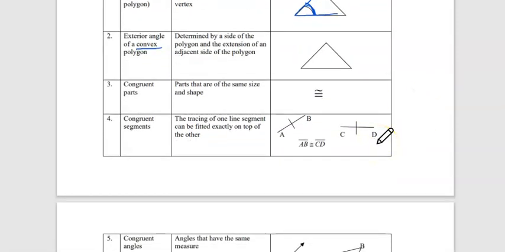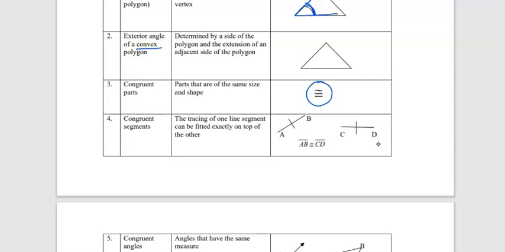Okay, congruent parts. Anytime you're comparing 2 figures or 2 polygons, if the parts are exactly the same size and exactly the same shape, basically they are identical, they are said to be congruent. And here we have the symbol for congruent. So here we have congruent segments. They are identical segments. They are exactly the same length, the exact same thickness. They are identical in every way.